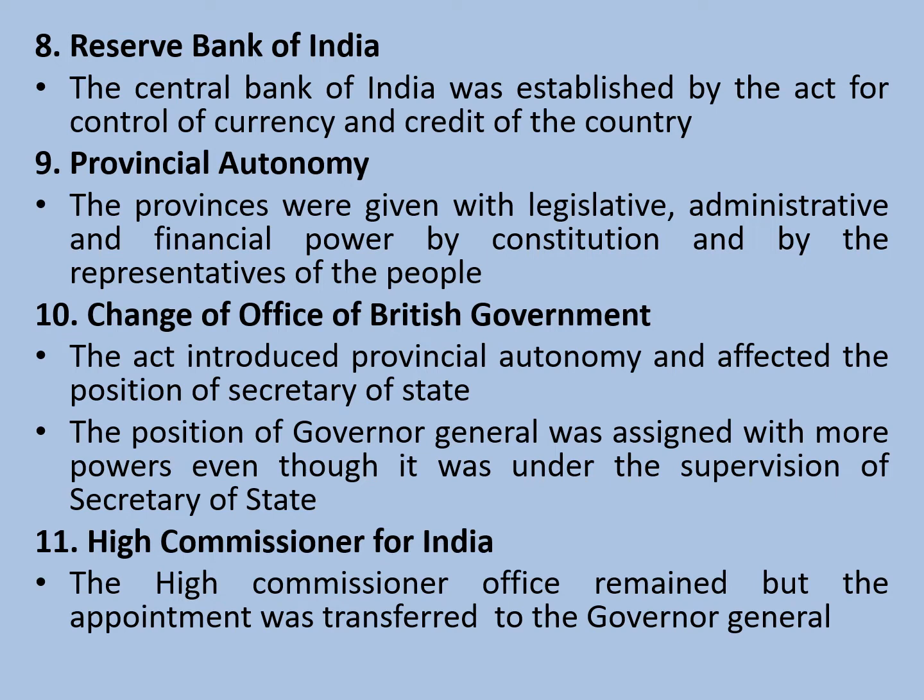Next one, provincial autonomy. That means the provinces will be given an autonomous status of legislative, administrative, and financial power by the constitution. Next one, change of office of British government. That means until then there was established a different kind of administrative system to look after the needs of India. By the act, they introduced provincial autonomy as well as the Secretary of State and the position of Governor General; those kinds of changes were introduced. Next one, High Commissioner for India. There remained the office of High Commissioner for India, to represent the needs and aspects of India.